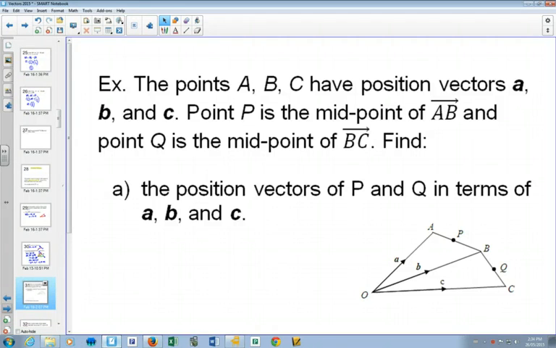So a lot of what we're doing is just thinking, how could I get from one point to another? And in vectors, it doesn't matter how you get there, it's just that you got there in the end.